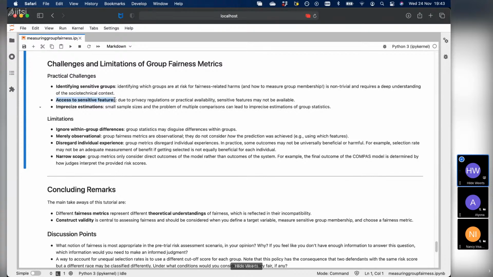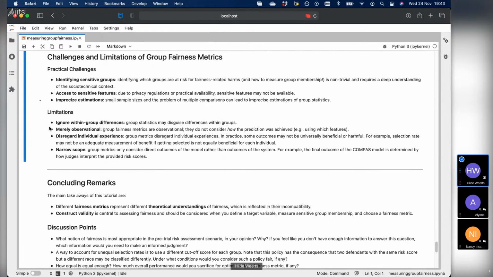Then there is the access to sensitive features. There might be a privacy regulation or just practical constraints why sensitive features may not be available, and that makes it quite difficult to compute these group fairness metrics. Although I think that in the AI Act, a new regulation proposal that they're considering in the European Union, they are thinking about making it legal in more cases to collect this sensitive information for the sake of analyzing fairness. But that's in the future, maybe something that would be nice. As I explained, small sample sizes can be quite problematic in a practical sense.